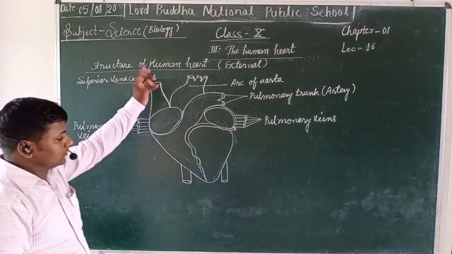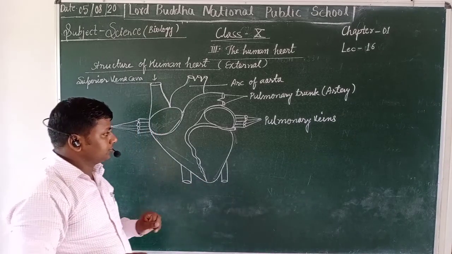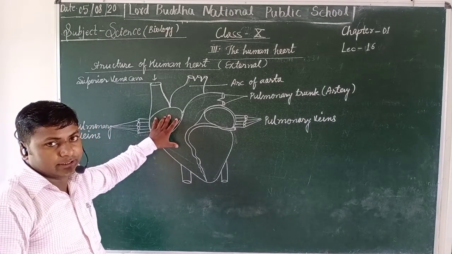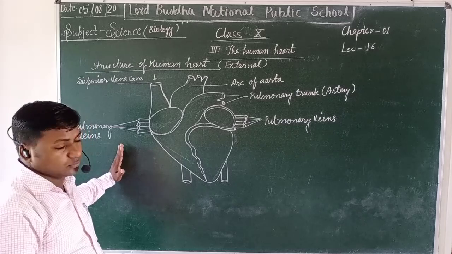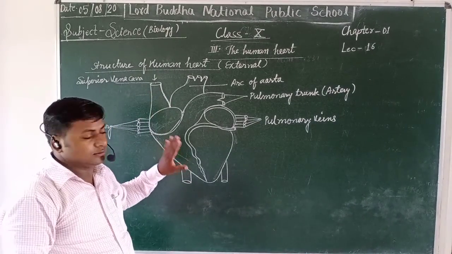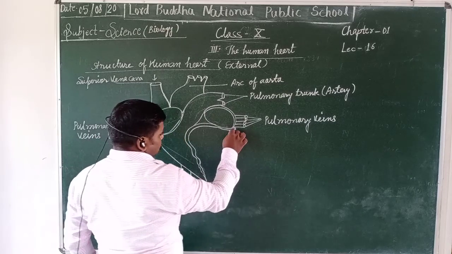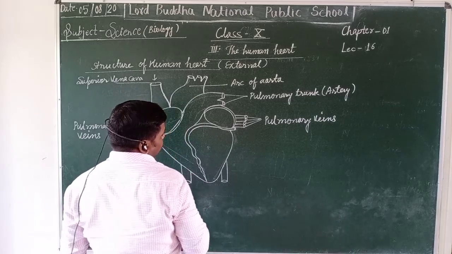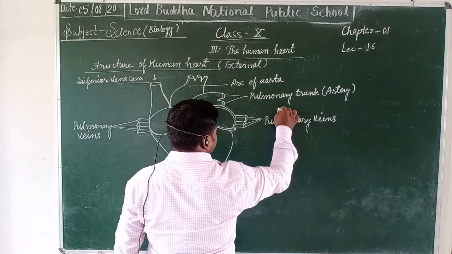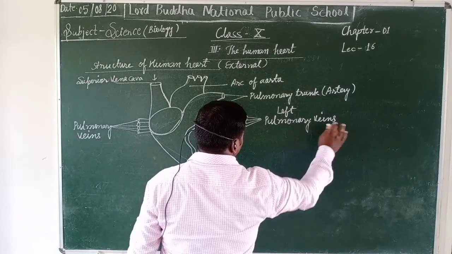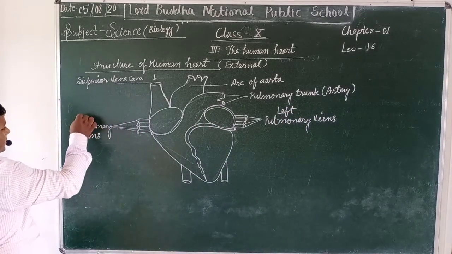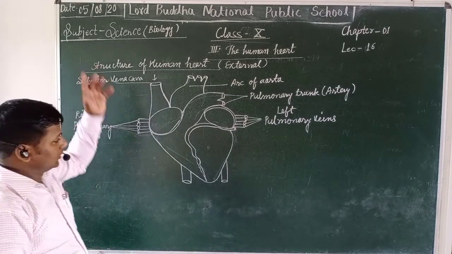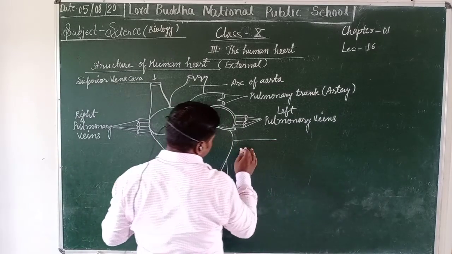Students, in the diagram, the part of the heart illustrated on the left position is the right part of the heart, and that illustrated on the right side is the left part of the heart. That's why these are the left pulmonary veins, and these are the right pulmonary veins.